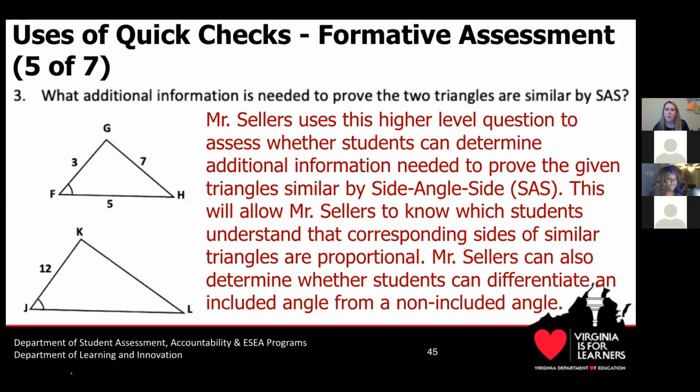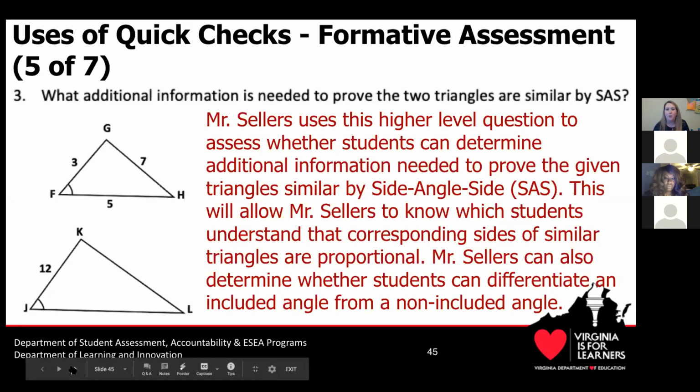This will help him know which students really understand the corresponding sides are proportional, right? And also looking at that included angle, depending on what sides they use, what additional piece of information they give will help us know, do students understand where that included angle has to be between those two sides, right? So those are great questions that are on the quick check, right? That as you're providing instruction to students, you can use either in a formative way at the beginning of the lesson or in a formative way at the end of the lesson or in the middle of the lesson, right? Because it'll help us kind of drive our instruction.